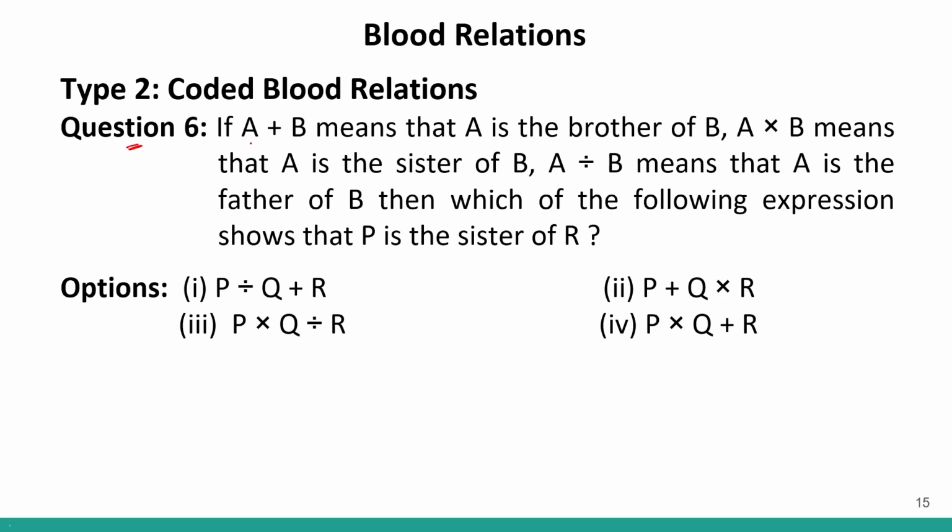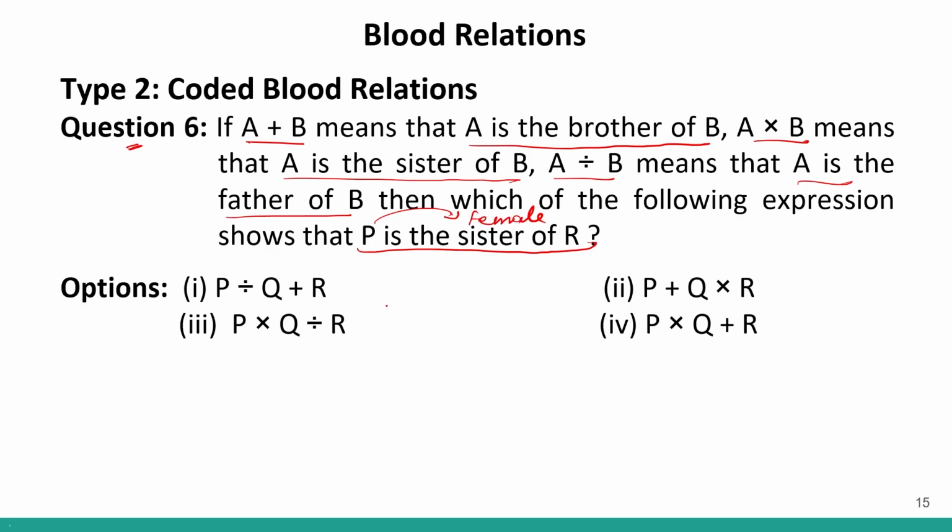Question number 6 says A plus B means A is the brother of B. A into B means A is the sister of B. A divided B means A is the father of B. We have to find out which of the following expressions shows that P is the sister of R. That means P has to be female. Correct? P is the sister of R. This relationship we have to find out.